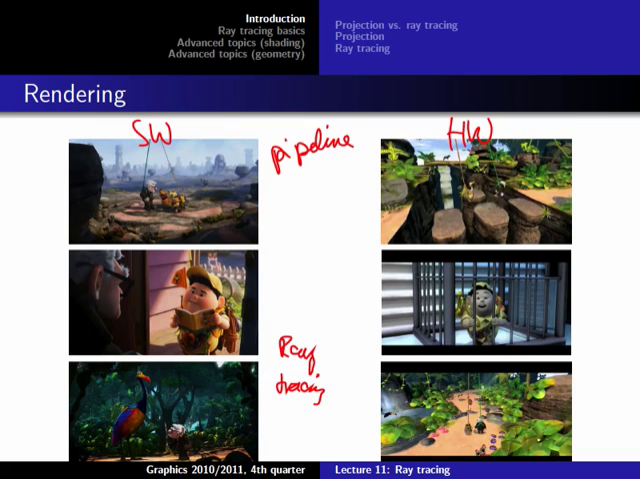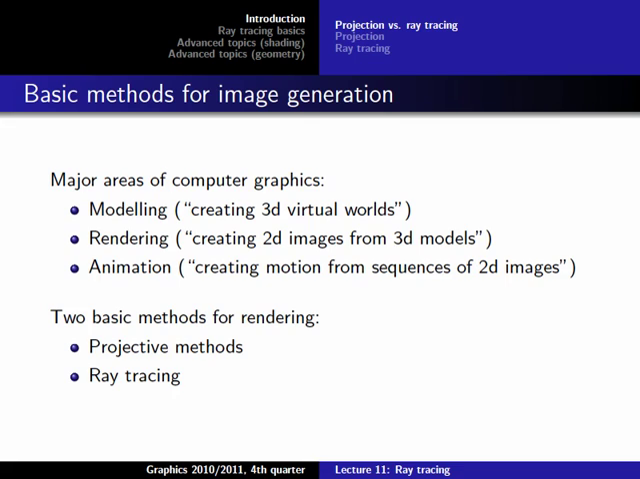Of course, it always depends on how you implement it. There is also fast ray tracing, but it's usually much slower than the projective methods, which is why it's usually not used in games and less frequently used in movies. But on the other hand, we have the advantage that the approach produces very realistic results.